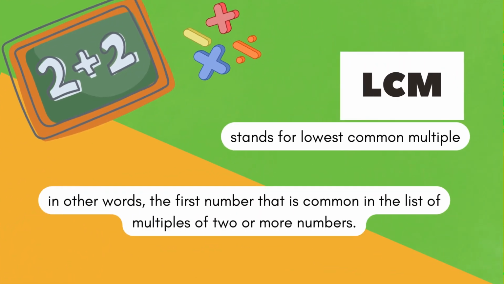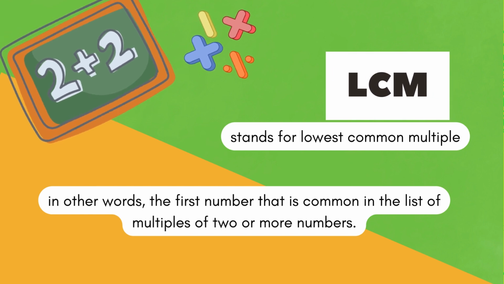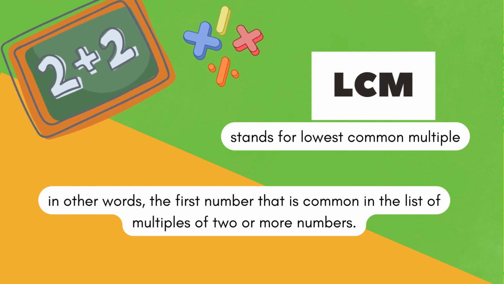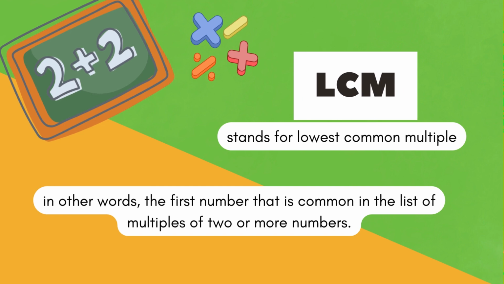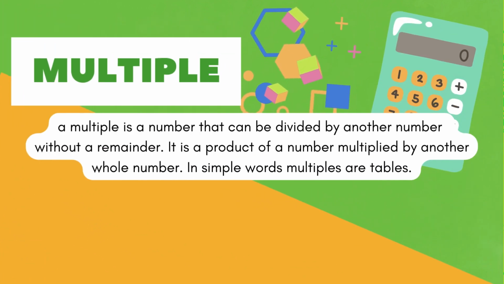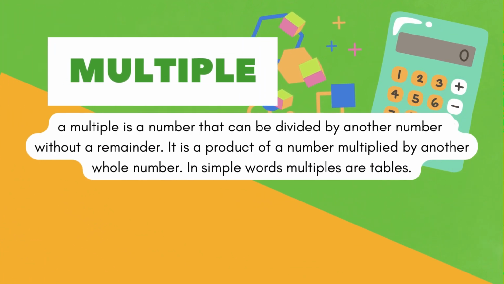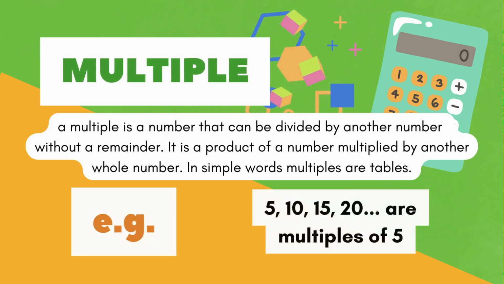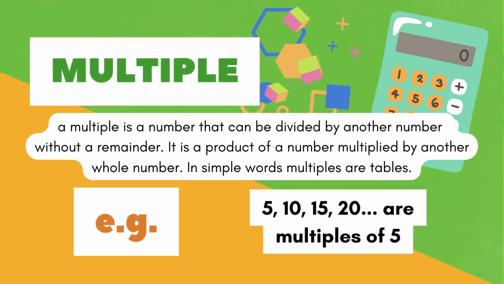LCM stands for lowest common multiple. In other words, the first number that is common in the list of multiples of two or more numbers. A multiple is a number that can be divided by another number without a remainder. It is a product of a number multiplied by another whole number.